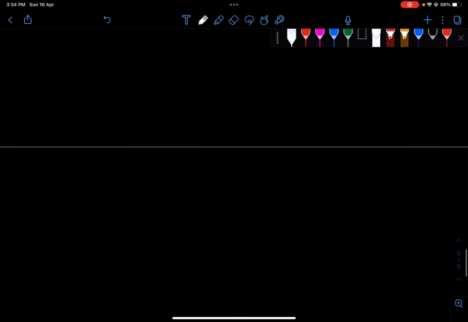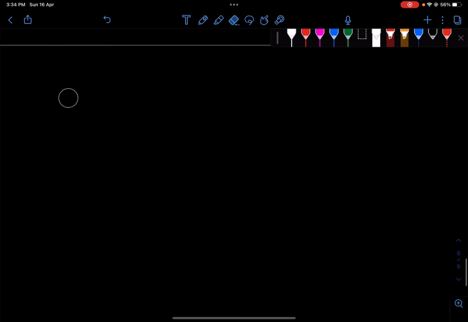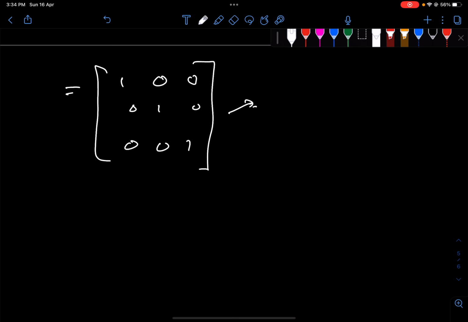And the next thing is the rank of a matrix. So what is the rank of a matrix? How do we find the rank of a matrix? Suppose a matrix is given as the identity matrix. Whatever row operations you do here, you can't make any row completely 0. So its rank is just 3. After doing whatever possible row operations, the number of non-zero rows is the rank of that matrix.